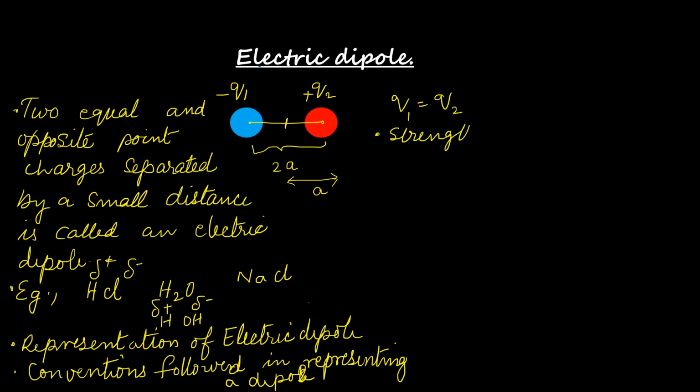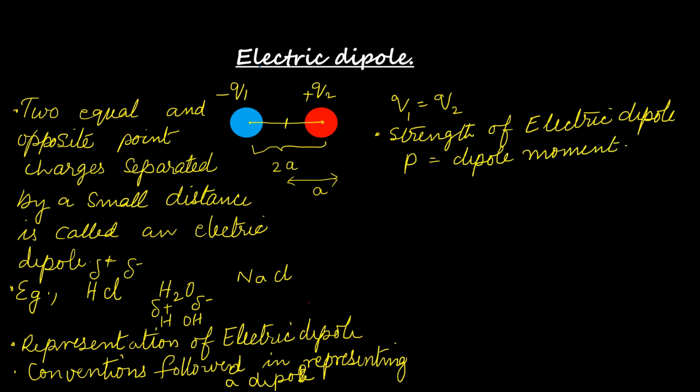What is electric dipole moment? It is the strength of the electric dipole. The symbol for electric dipole moment is P. What is the expression for calculating dipole moment? Dipole moment is the product of any one of the charges.